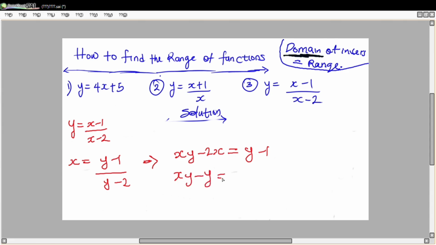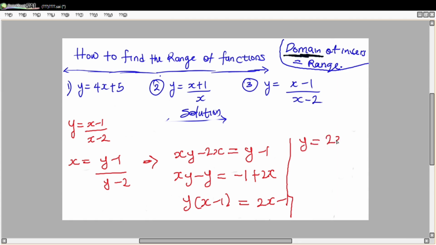xy minus y equal to minus 1 plus 2x. y in bracket of x minus 1 equal to 2x minus 1. So from here, we have y equal to 2x minus 1 over x minus 1. So f inverse of this is 2x minus 1 over x minus 1. So now, we need to find the range of this equation, but we are going to find the range by finding the domain of this.